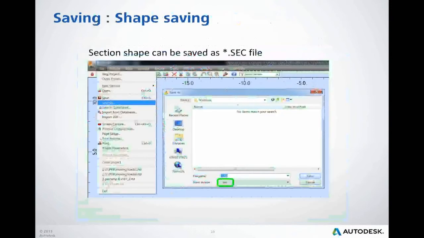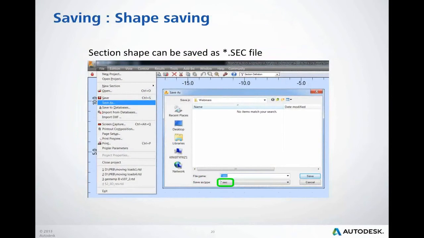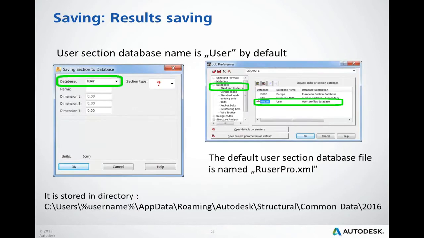Let's go back to the presentation. Saving of sections. Section shape can be saved in an external file as a seg file. It's a Section Builder native file where we can save only the shape of the section. Section shape and calculated properties can be saved in the user section database to be later used in the model and in design. The user section database is named User by default in English.